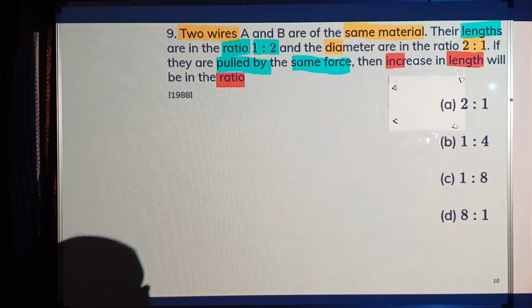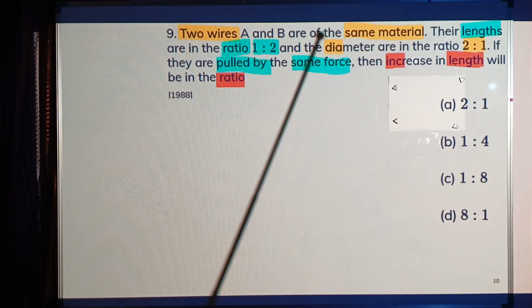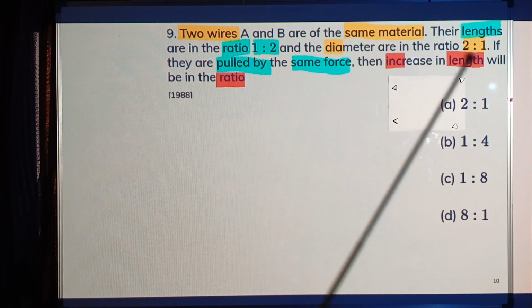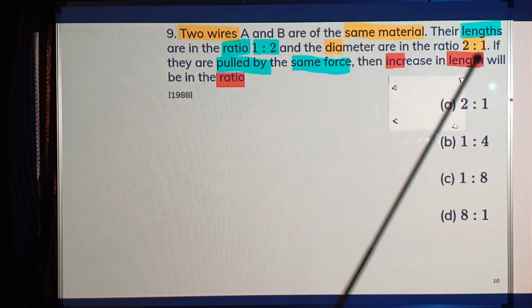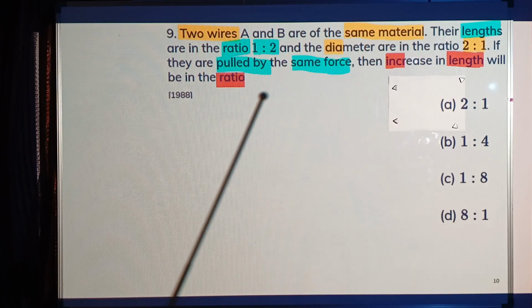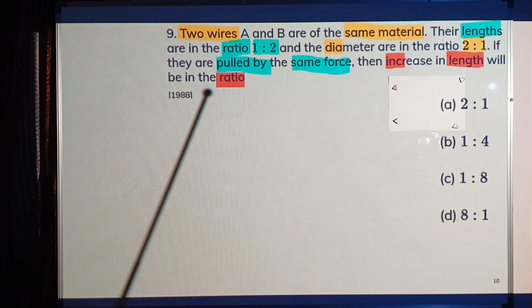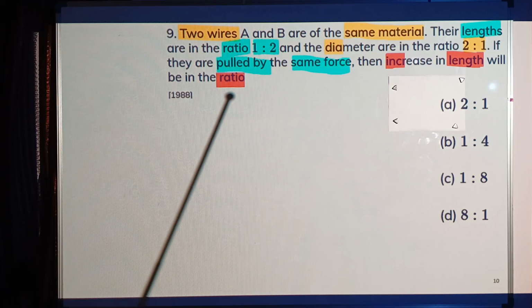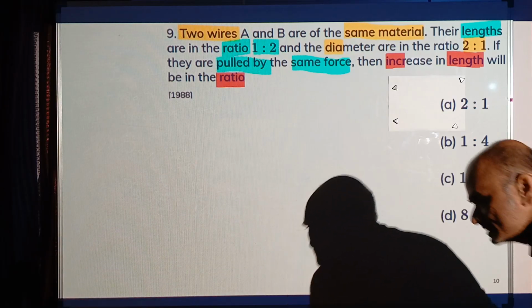Next question. Two wires A and B of same material, their lengths are in the ratio 1:2, diameters in the ratio 2:1. If they are pulled by the same force, then the increase in the length will be in the ratio. This is similar to the previous question. Instead of P, Q, and S, they are given the numbers here. You can pause and attempt it.